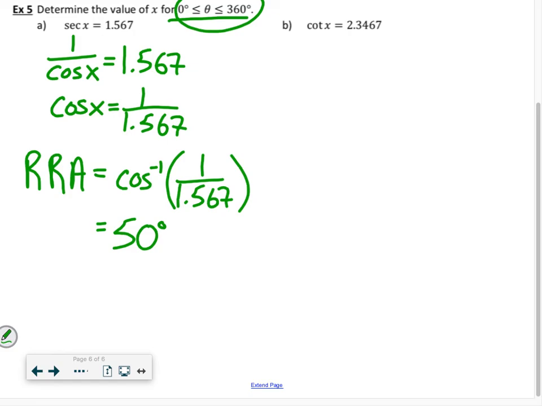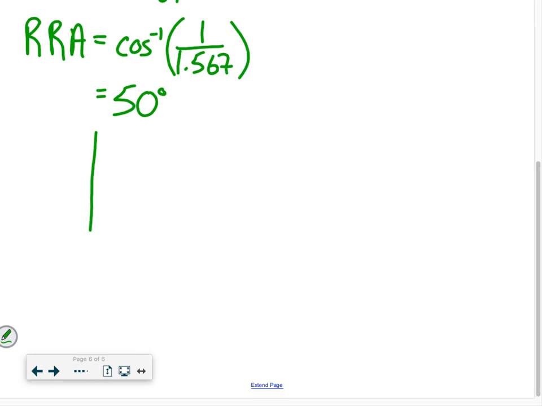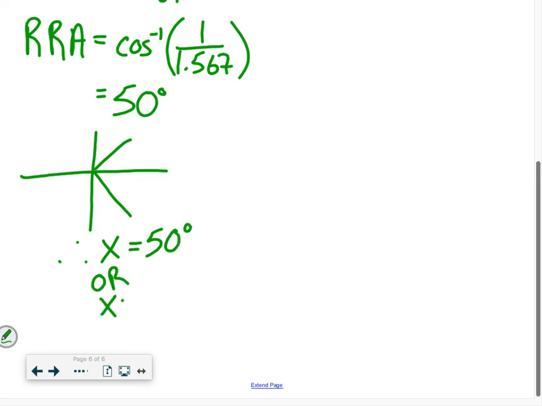Now, we're in the positive value here. So our positive value for cos is going to be here and here. So, therefore, what are we solving for here? x equals 50 degrees, or x equals 360 minus 50 degrees, because we're subtracting down, and we get 310 degrees.